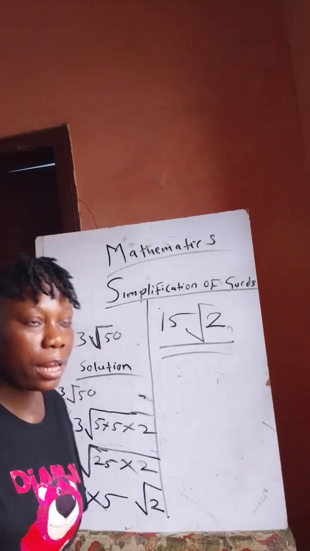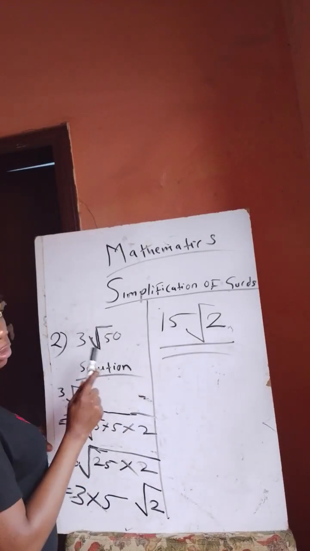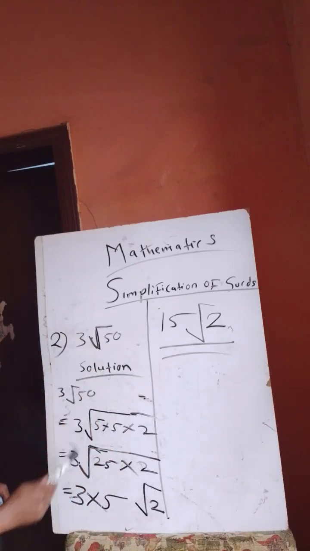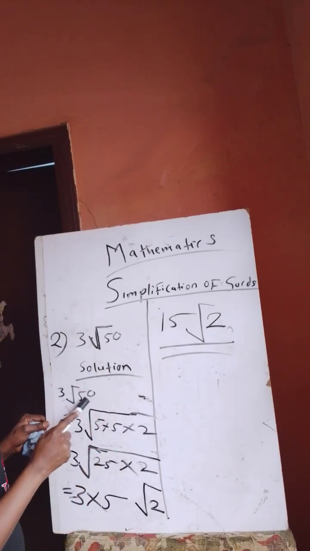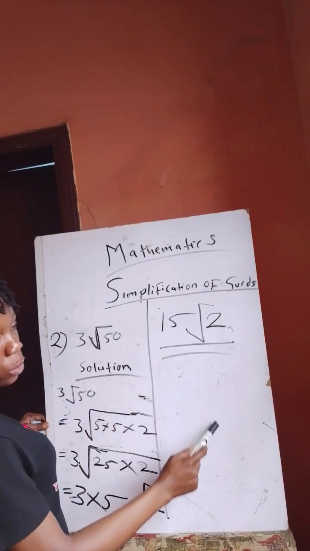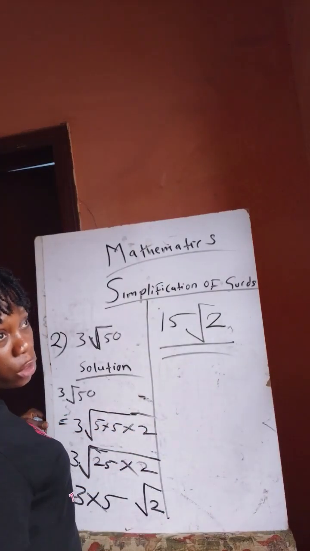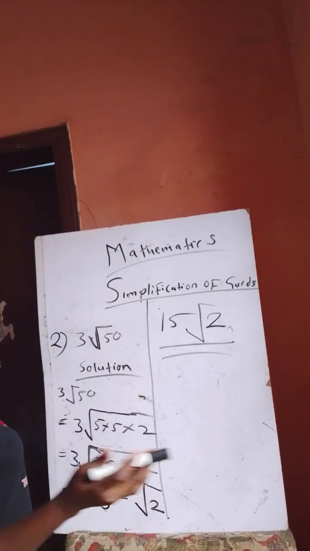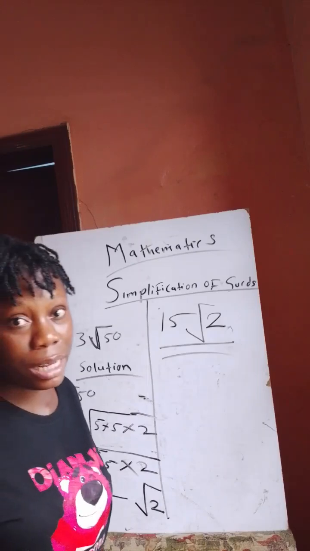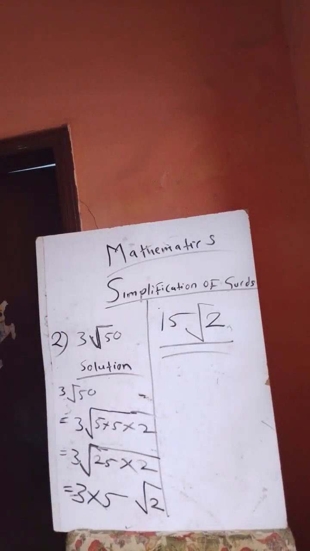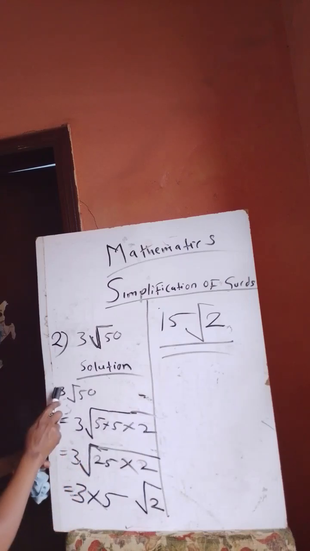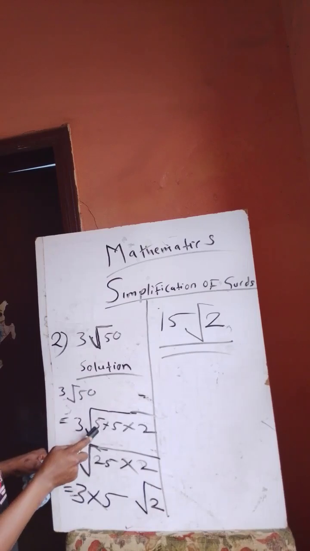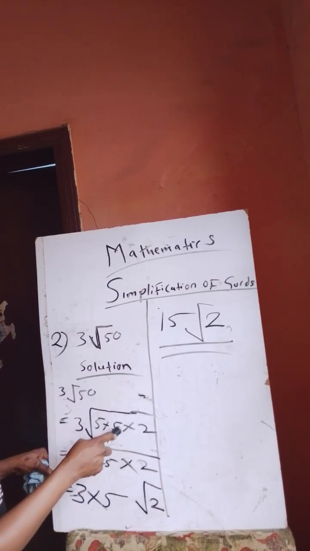Let me explain again. This is a question that is being given. Solution. First of all, we have to break this one down, which I showed how to do. You have to simplify it using LCM. I use the LCM so that you can understand how I get the answers. So this 3, you have to bring down. So 5 times 5 times 2.